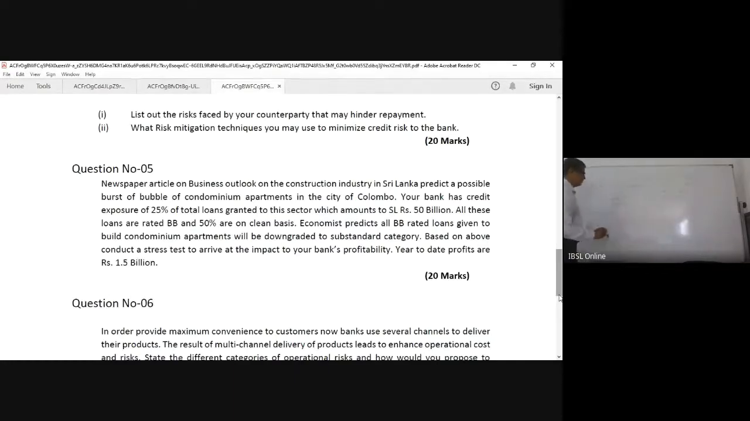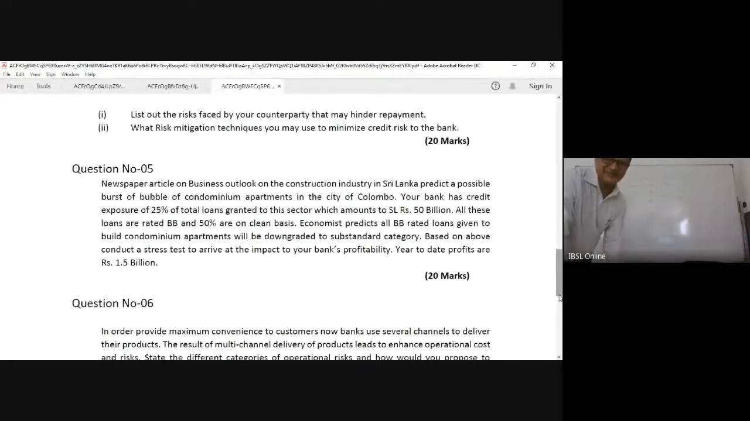So immediately you should know there are two components where the NPA goes: interest in suspense and the provisions. In the substandard category, yes, you need to suspend interest and you need to provide 20% provision of the NPA.